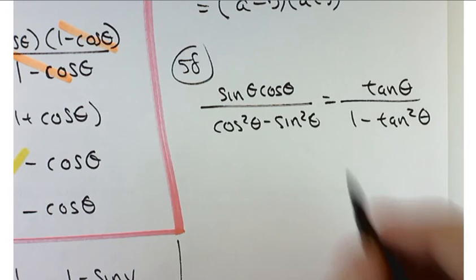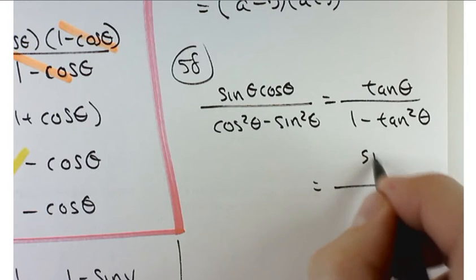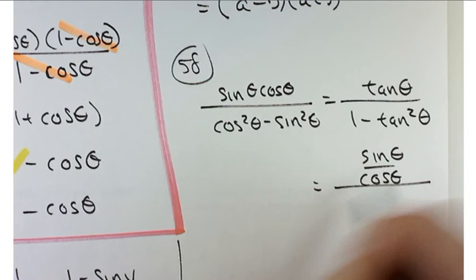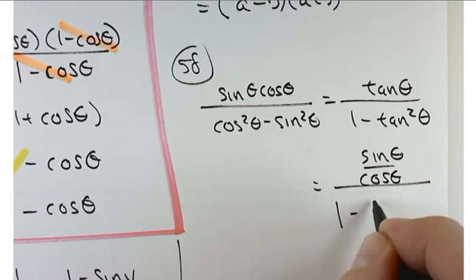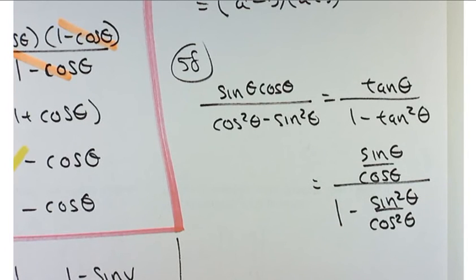And what are you going to do with the right-hand side? Any idea? Sine of theta over cosine of theta over 1 minus sine squared theta over cosine squared of theta. All right, give that one a shot. See if you can come up with it.